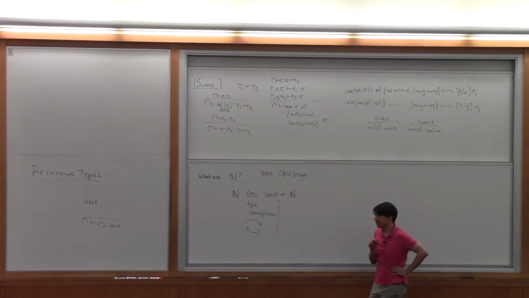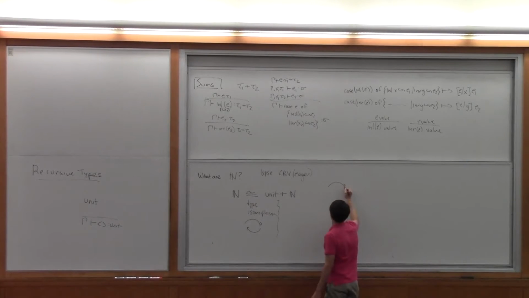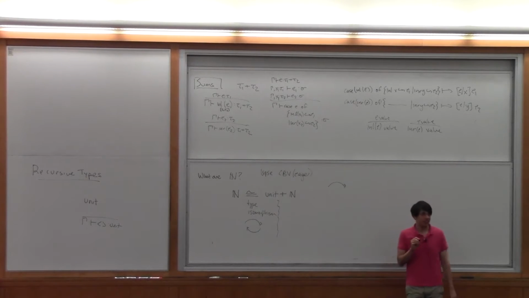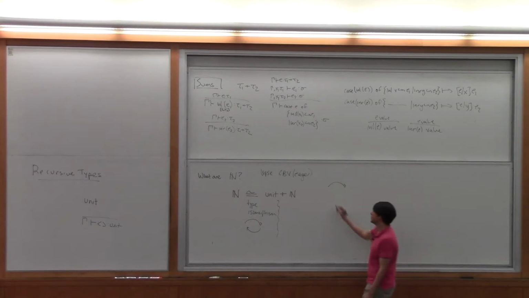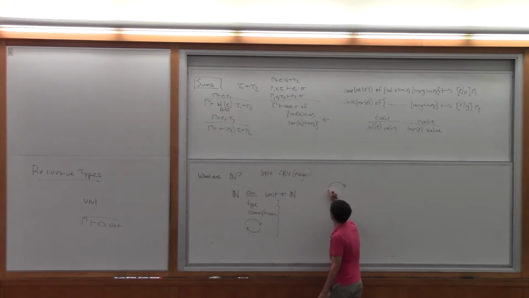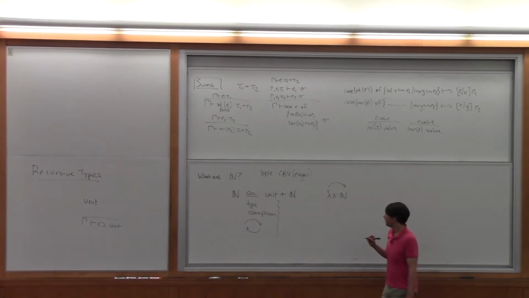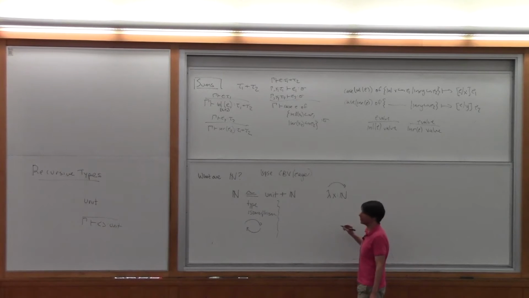Okay? Which direction do you want to do first? I have a vote for that way. Okay. So what does this mean? It means we need to write a function that takes a number and returns that stuff. So it can start off lambda x colon N dot something. What can we do with a natural number?